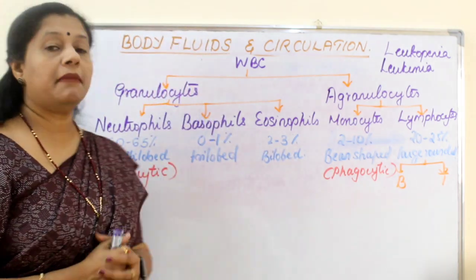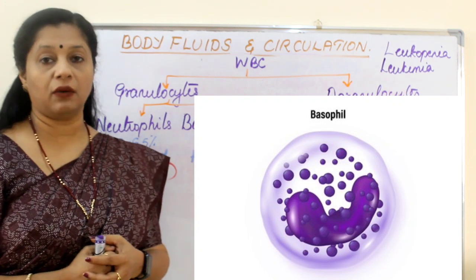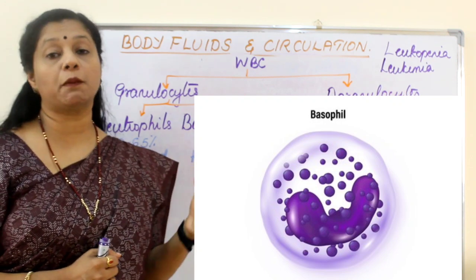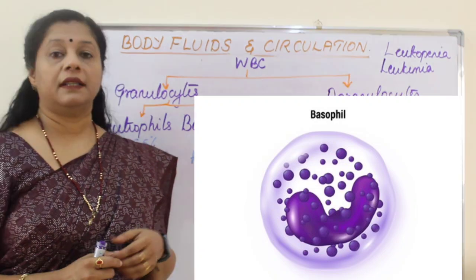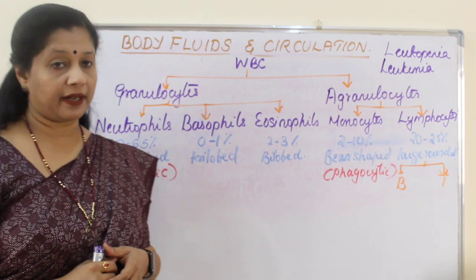Now, second is basophils. Basophils are the least. They are only 0 to 1% present in our blood, and they have a tri-lobed nucleus, meaning three lobes are there for the nucleus. They secrete heparin, serotonin, histamine, which are involved in inflammatory responses.